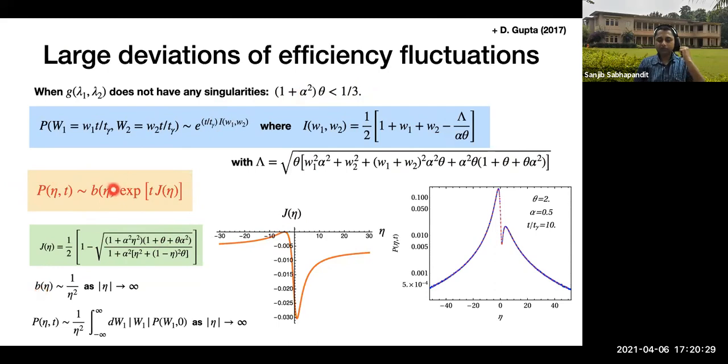You can also find this prefactor, which is 1 by eta square. This is not surprising, because it is quite generic; it should be 1 by eta square. And this is the probability distribution function. This problem was a bit complicated, so we just looked at the case where there are no singularities, and in the regimes where there are singularities, we just evaluated this numerically.